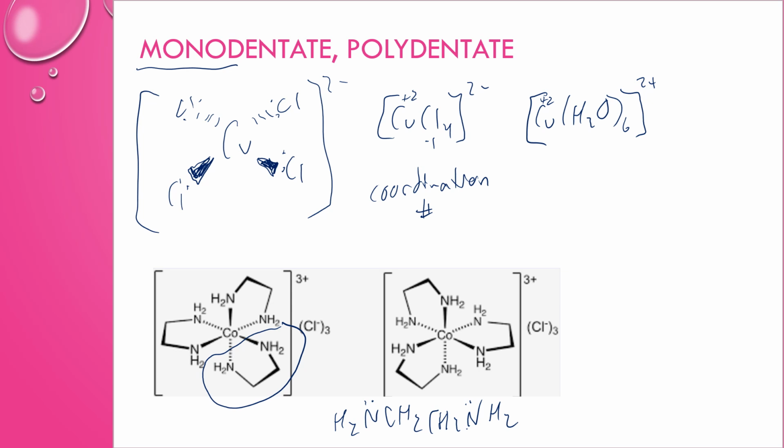But still, this would have a coordination number of 6 because it is attaching with 6 lone pairs. You can also have tridentate ligands or hexadentate ligands. A really common hexadentate ligand is EDTA4-, where it will attach in all 6 positions, and it will have a coordination number of 6.